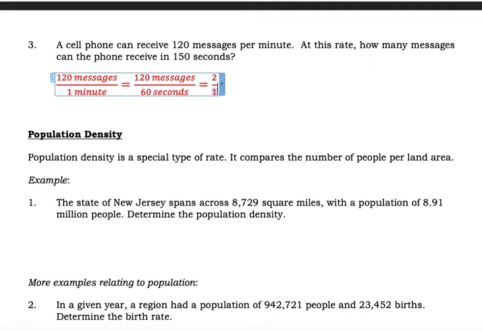2 is the same as 2 over 1. I'm going to keep the units the same across the numerator and denominator. So this means the phone is able to receive 2 messages in 1 second. So what I basically did is I took my unit rate and I expressed it in terms of seconds instead of minutes. So this phone can receive 2 messages per second.